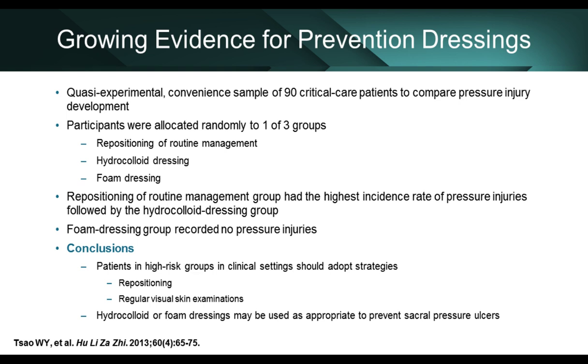There's a quasi-experimental study, a convenience sample of 90 critical care patients, to compare pressure injury development. They were randomly allocated to one of 3 groups: repositioning with routine management, hydrocolloid, and foam dressings. The repositioning routine management group had the highest incidence of pressure injuries, followed by the hydrocolloid group, and the foam dressing group recorded no pressure injuries. So the conclusion with this study is that hydrocolloid or foam dressings may be appropriate. So you have to look at your population.